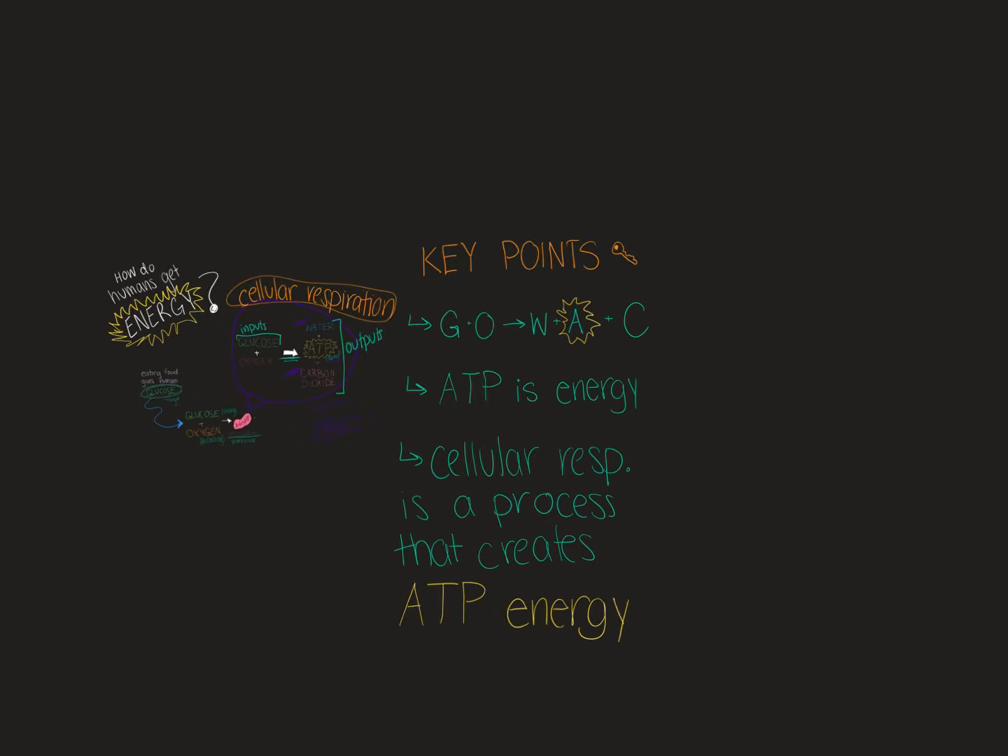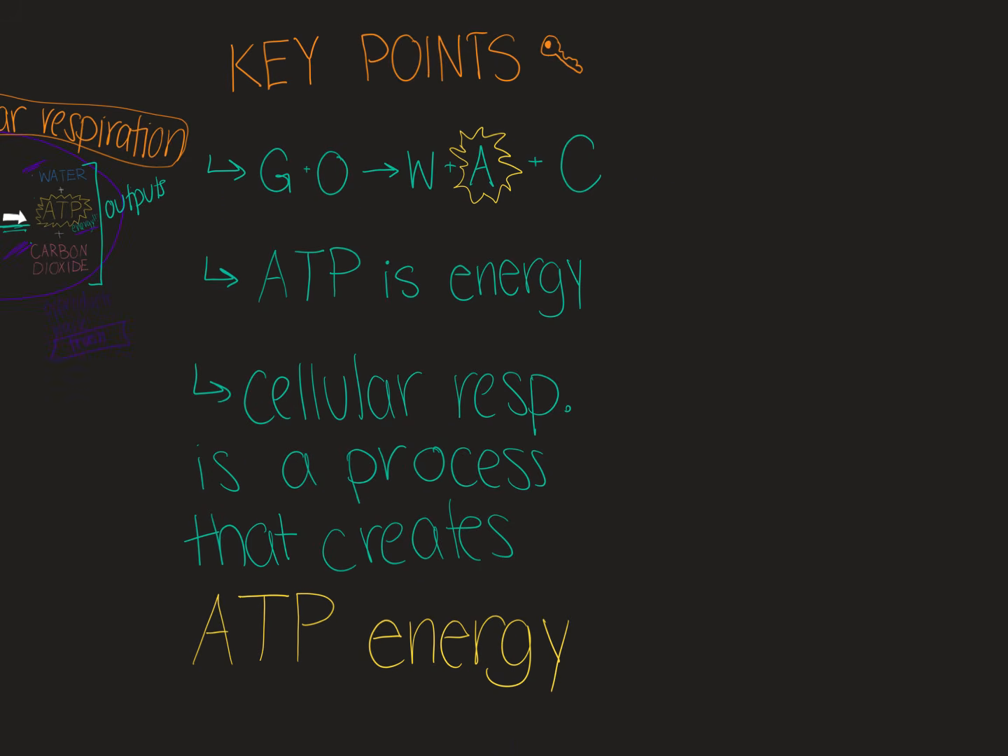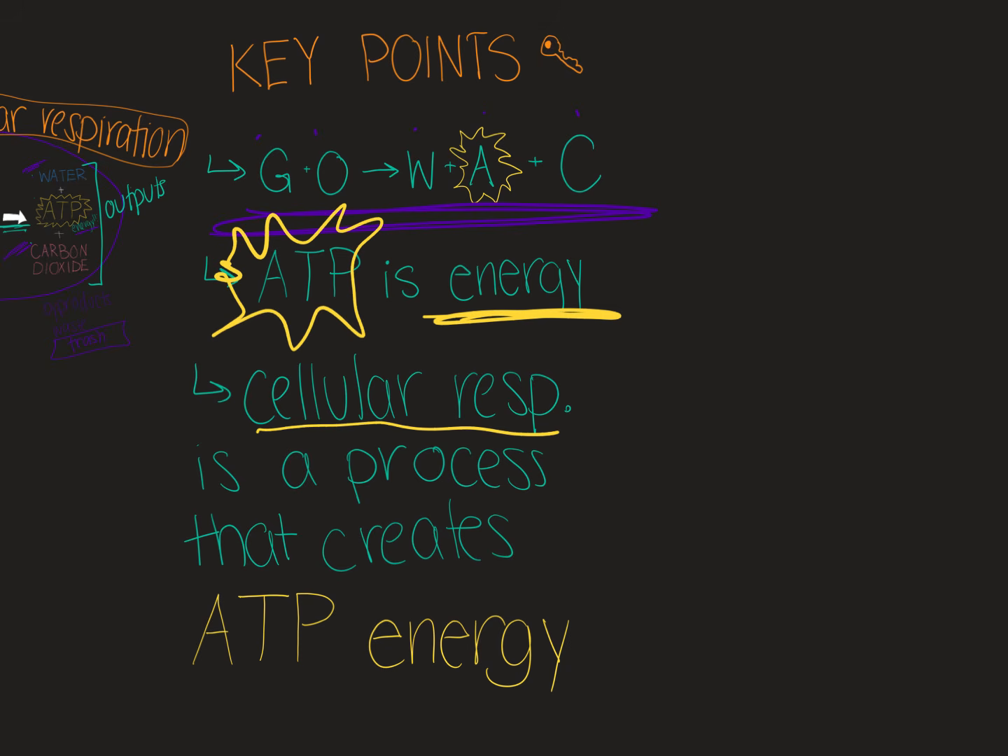So our key points here. We have GoWAC. This is an important device to help us remember the formula for cellular respiration: glucose plus oxygen are converted into water, ATP, and carbon dioxide. We have this special sunburst around ATP because ATP is energy. ATP is the energy that we need. And remember that cellular respiration is the process that creates ATP. Cellular respiration creates ATP energy.